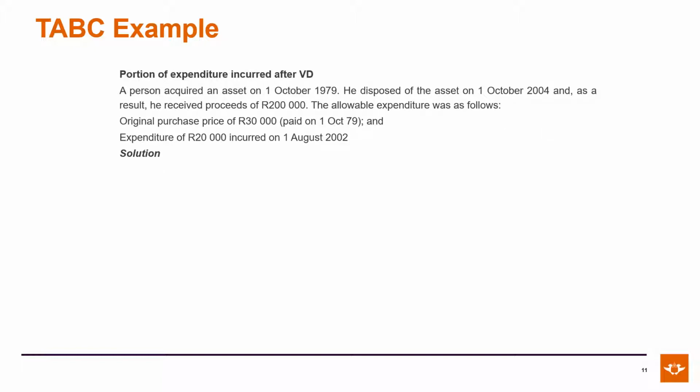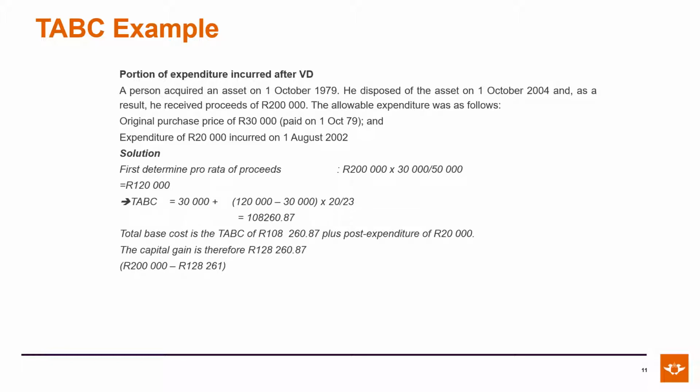And another example of pre- and post-valuation date expenditure. Remember, when we have post-valuation date expenditure, we need to adjust our proceeds variable first, then calculate the base cost. Also, if you had pre- and post-expenditure, your N will be limited to 20, as is the case in this example.